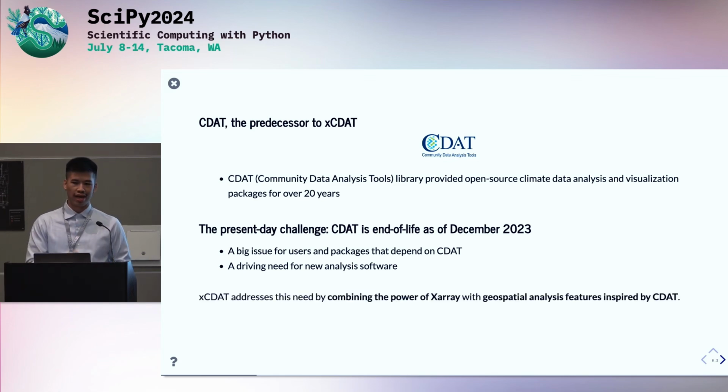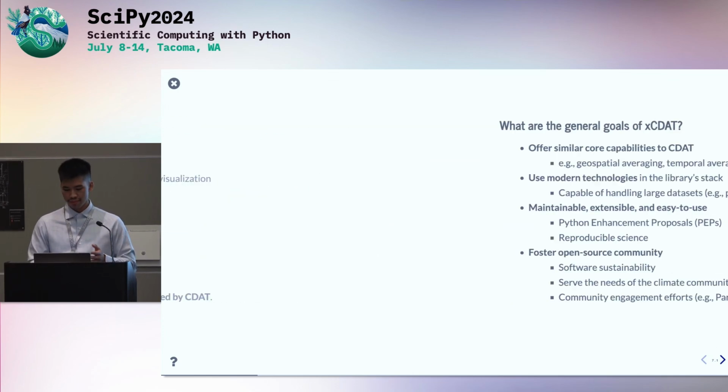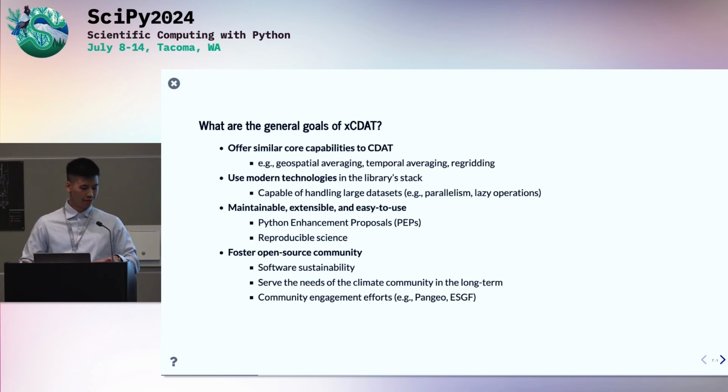It combines the power of Xarray, so a modern, stable technology, with features from xCDAT that aren't readily available in other packages in the community. So, general goals. First, as I mentioned, we want to offer core capabilities of xCDAT. That's things like regridding, temporal averaging, and so on. We want to make sure that it's on modern technology. So Xarray is one of them, Dask for parallelism.